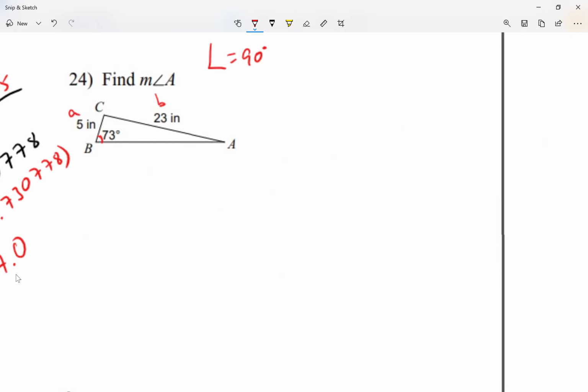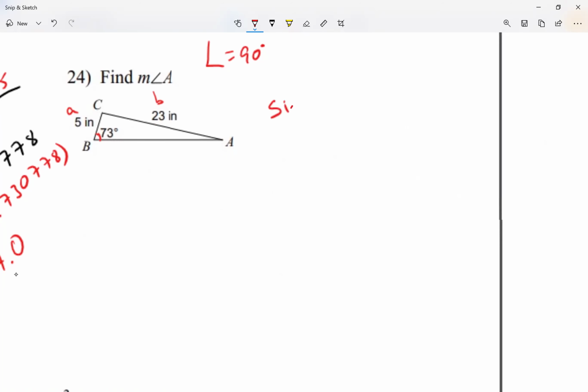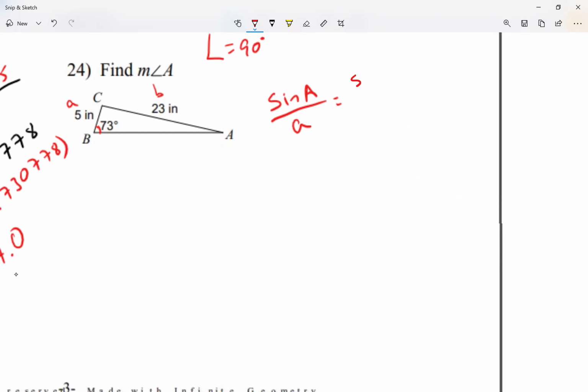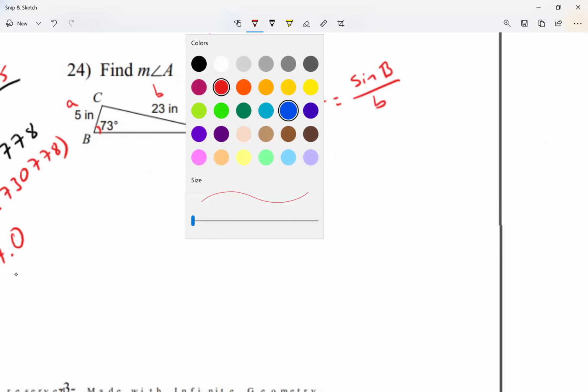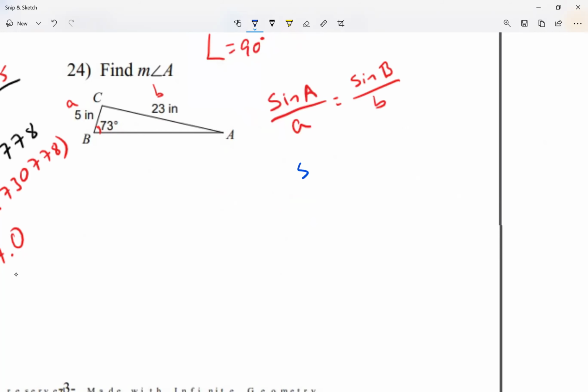Okay, so I'm going to use the law of sines. So I'm going to say sine of A over side A. Because I'm solving for an angle, I want sine on the top. And I'm going to say this is equal to sine of angle B divided by side B. When I replace the values that I know, I have sine of A, because I have no idea how big is angle A. I'm solving for it, divided by 5, because side A is 5. This is equal to sine of 73 divided by 23.